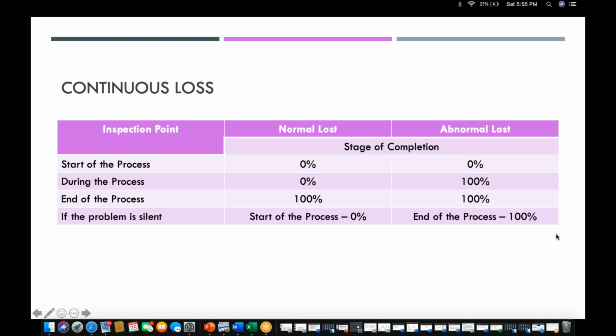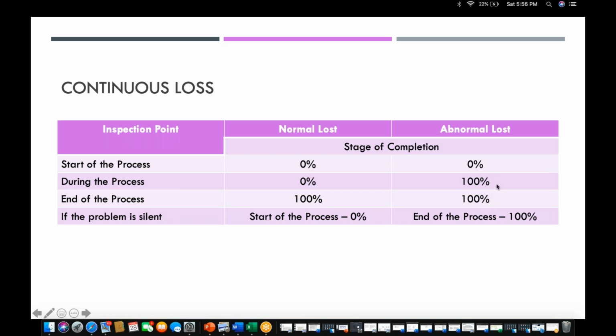For abnormal loss, if the inspection point is at the start, again, you immediately identify that there are abnormal losses, so you will not add materials, labor, and overhead. Because from the start, you already know that there are abnormal losses. Now, if the inspection point is during or end of the process, we will allot 100%. Okay? During the process and end of the process.